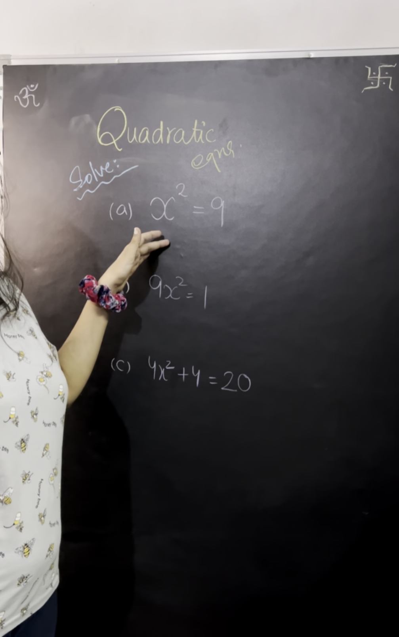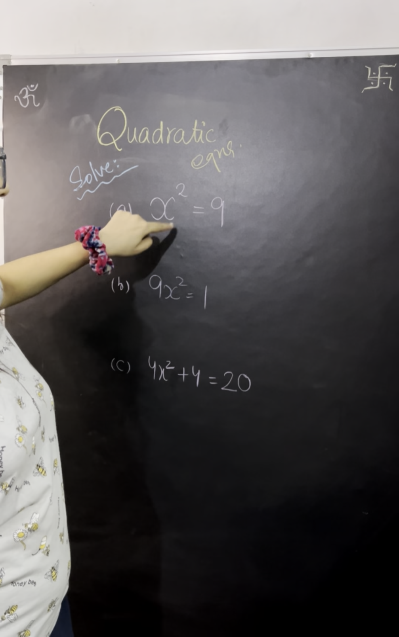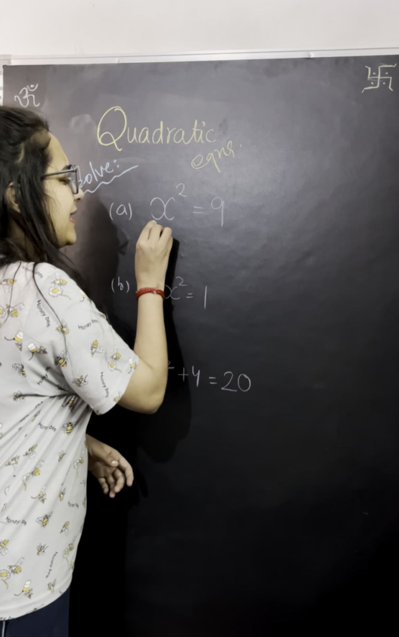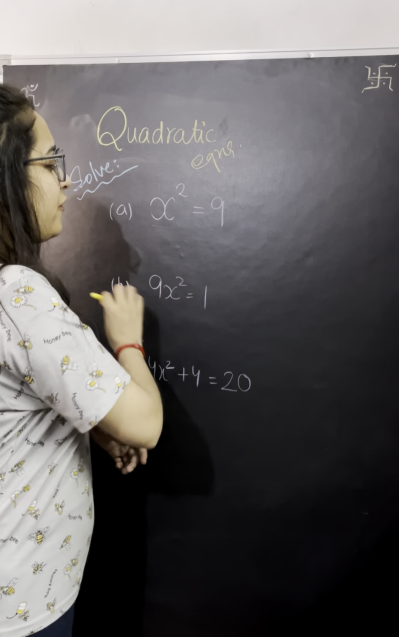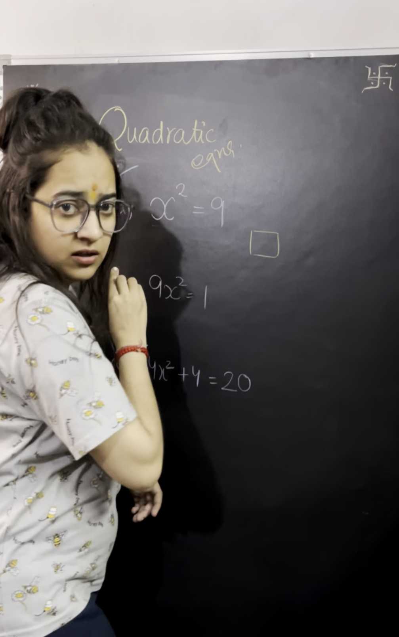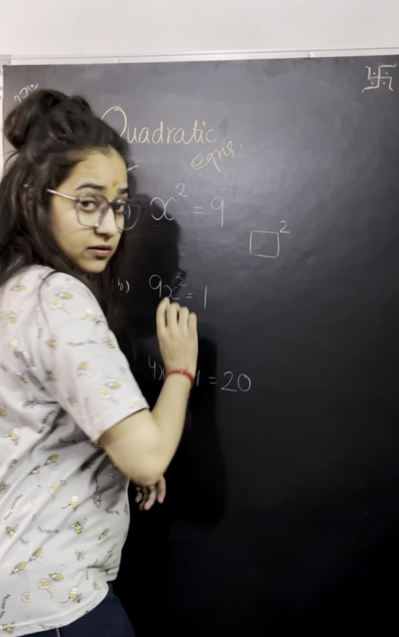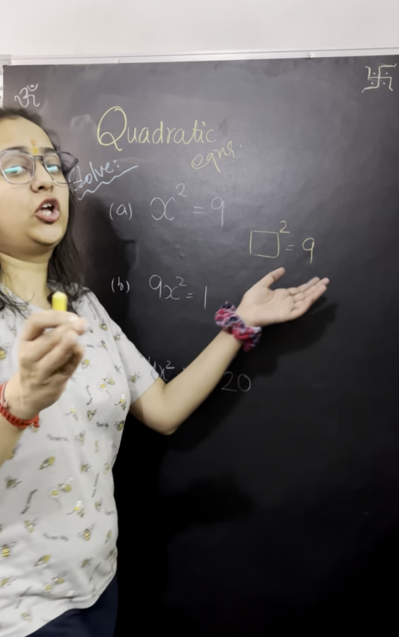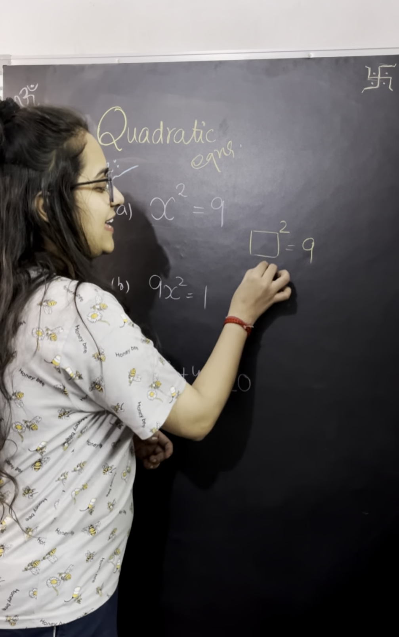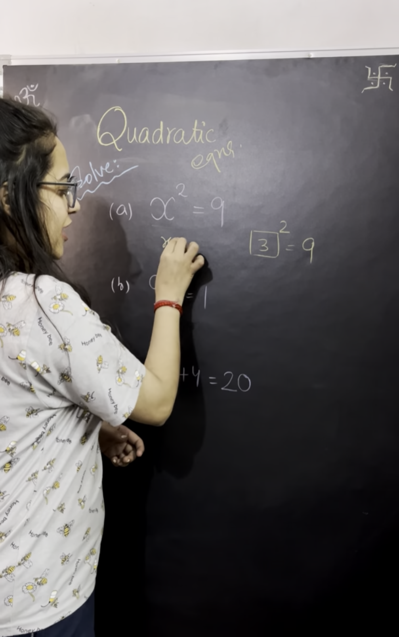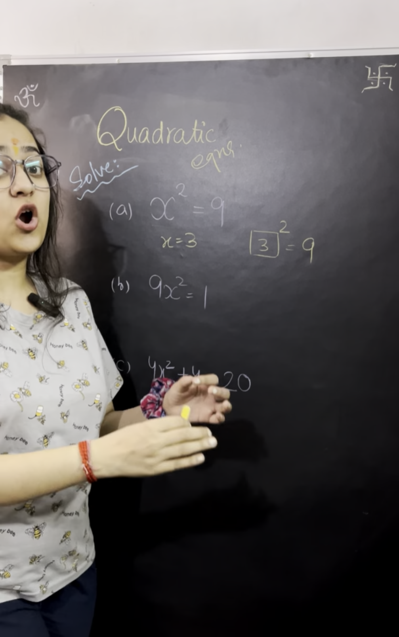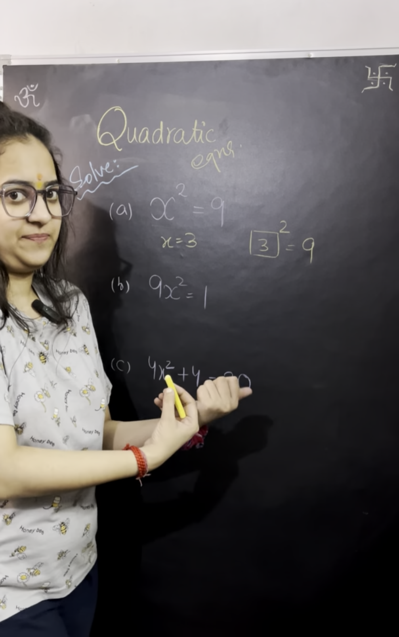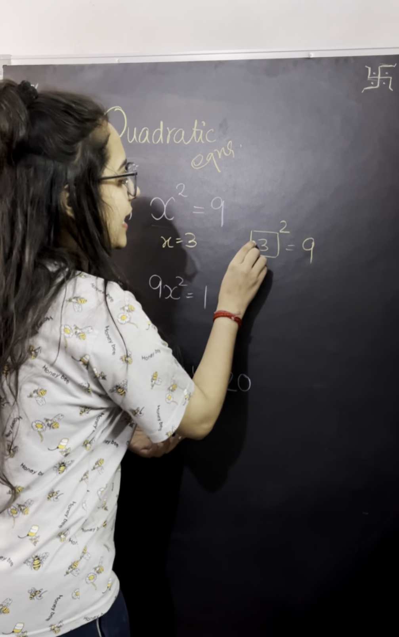So how were we supposed to do it? Now x square is equals to 9. I need to find the value of x. What is that thing whose square gives you 9? So many of you are going to be saying 3. Yes, 3 is the right answer for x, but it's not the only right answer for x. There is another one as well, which is -3.